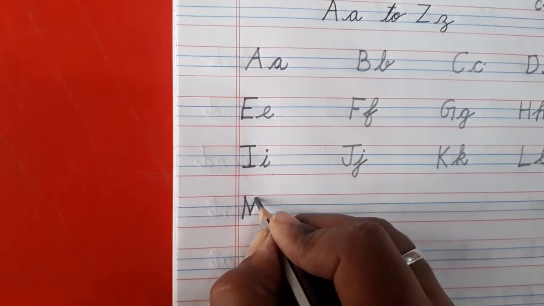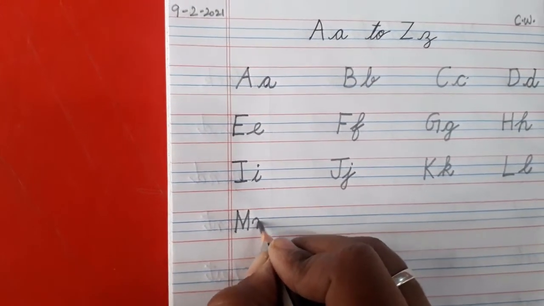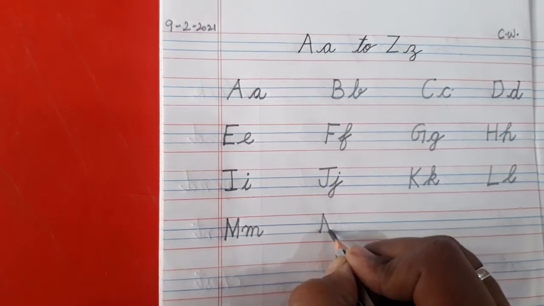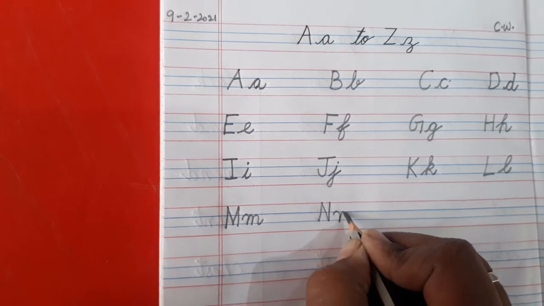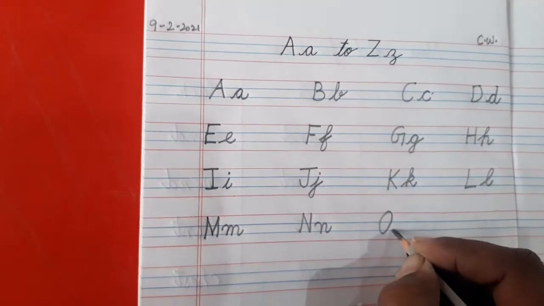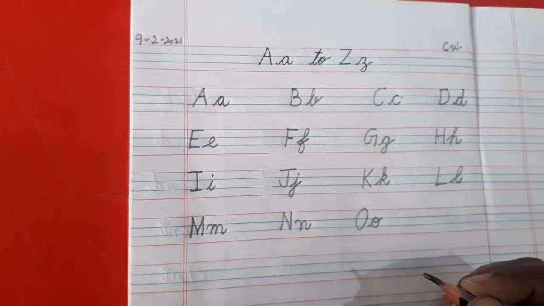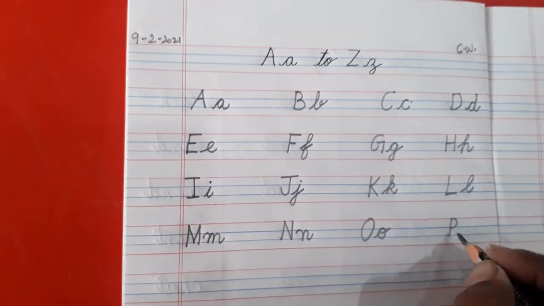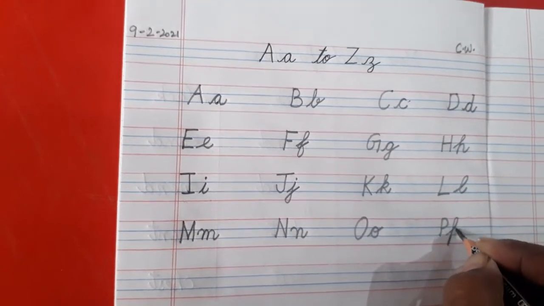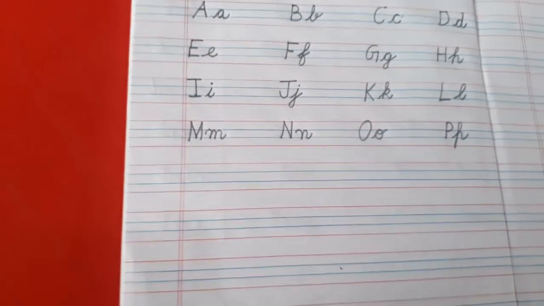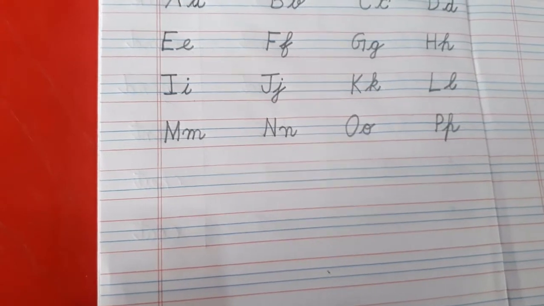M, N, N, O, the sound is also O, P, P. Clear? M, M, N, N, O, O, P, P.